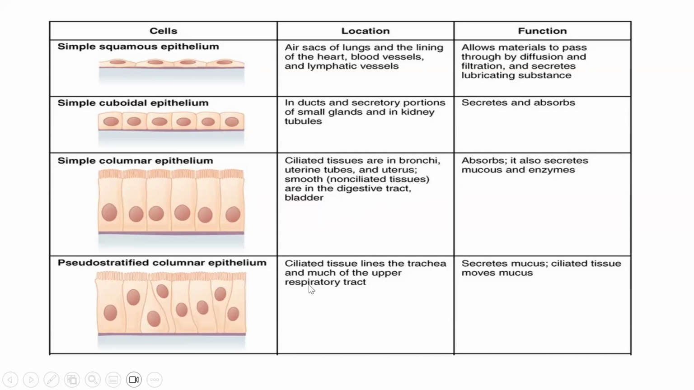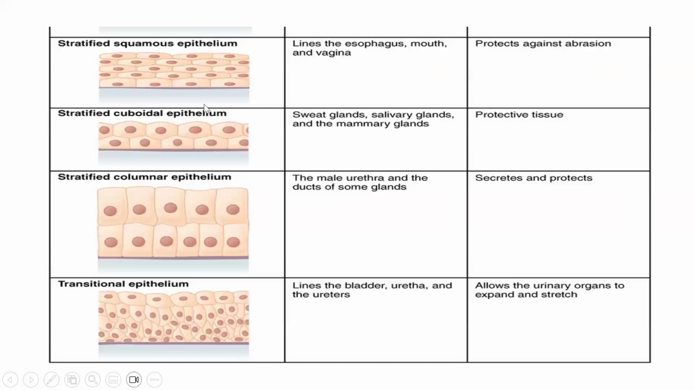Pseudostratified is usually limited to the respiratory system, so only in the trachea and the respiratory tract. We talked about simple columnar right now. Stratified squamous is present in the esophagus, mouth, and vagina, and it protects against abrasions. Then transitional is important, which lines the bladder, urethra, and the ureters, right? All of these are summarized in this table.